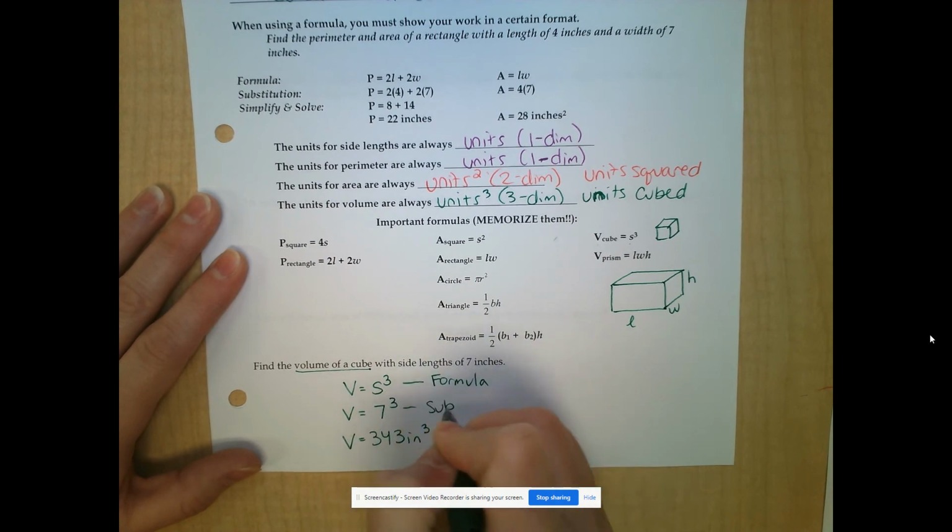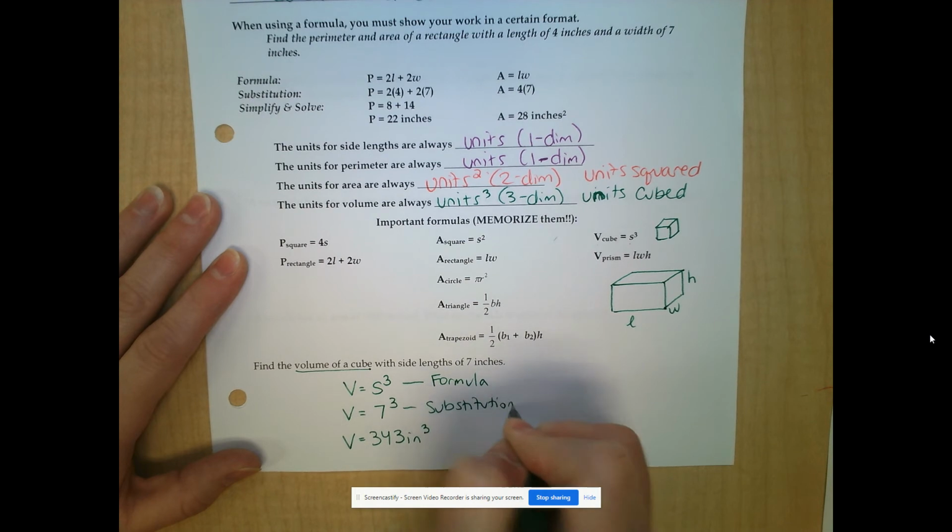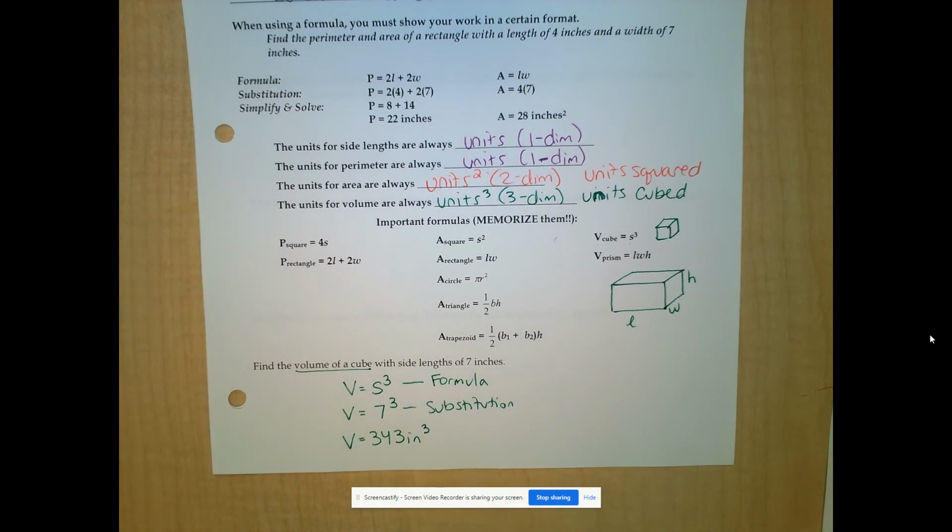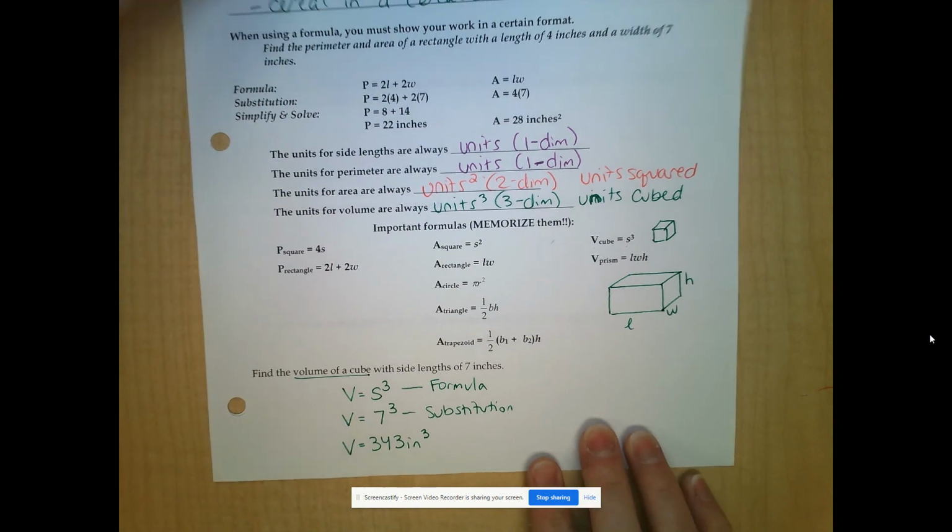Second comes the substitution. And then solving. And the solving can look a variety of different ways. All right, so this was a volume of a cube question. So let's look at the next one and see what type of problem we're working with.